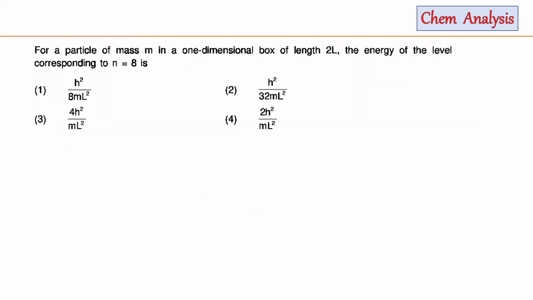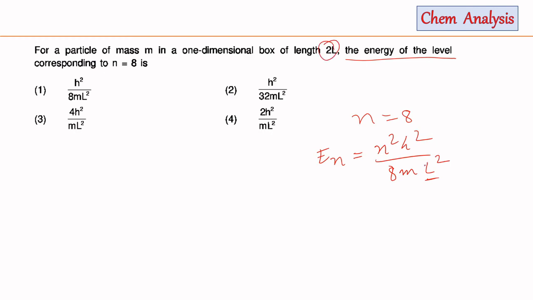This is a question from quantum chemistry, and it is a very easy question. You just have to put in the values and calculate the energy level corresponding to n equal to 8. The general formula for the energy of the nth orbital is this one. Here L is the length of the box, where it is given as 2L, so instead of L we have to put 2L, if we write it as L prime.